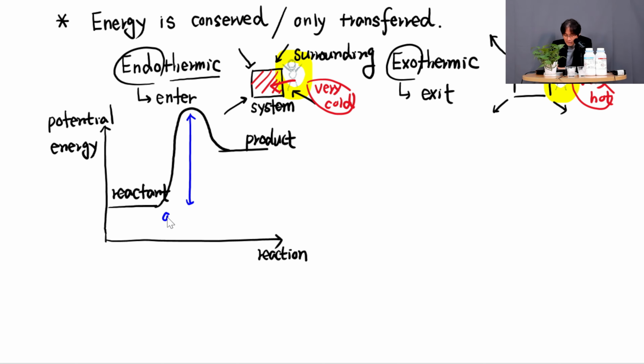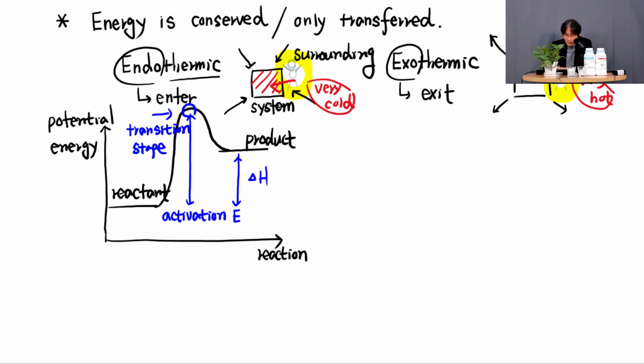This is activation energy. What about the difference between the products and reactants? This height we can call delta H, the enthalpy value. And this stage we can call the transition stage.